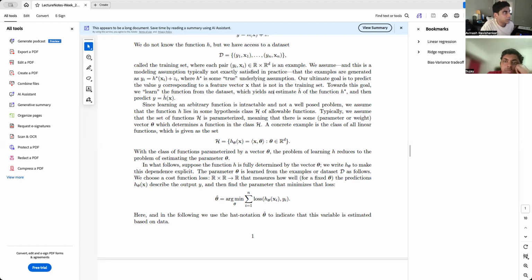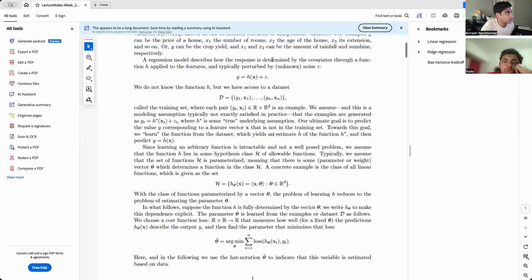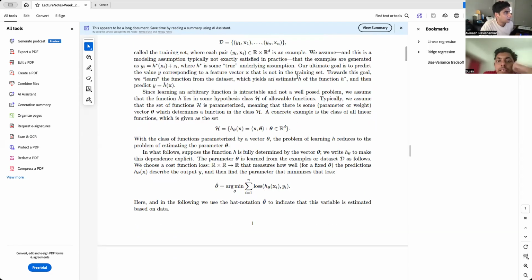Okay, so we started with linear regression. As I was saying, suppose that H is a degree 3 polynomial or maybe sine, cosine, something like that. And then our assumption is that H star is linear.